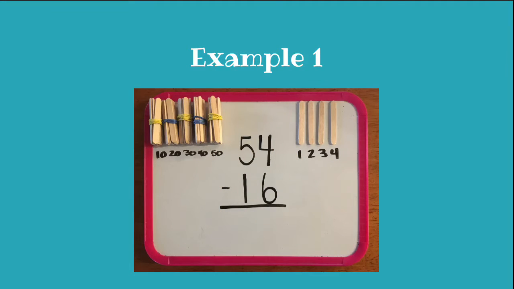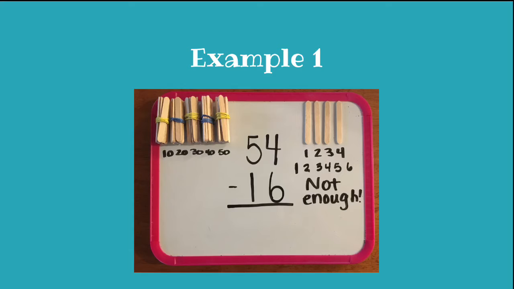Let's take a look at this example. 54 minus 16. In this video, we will be using popsicle sticks to demonstrate the regrouping process. Take a look at the popsicle sticks on the left side. You can see that there are 5 bundles of 10, or 50. This represents the 5 in the tens place. Now look at the popsicle sticks on the right side. There are 4 ones, or groups of 1. That represents the number 4 in the ones place, which together make the number 54.